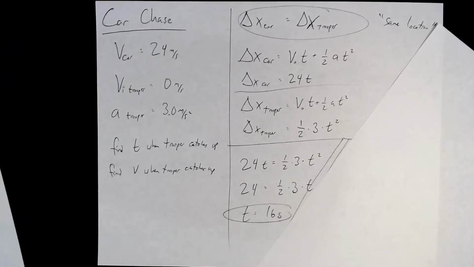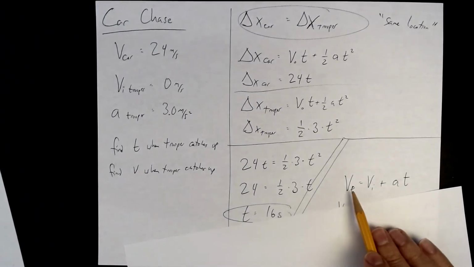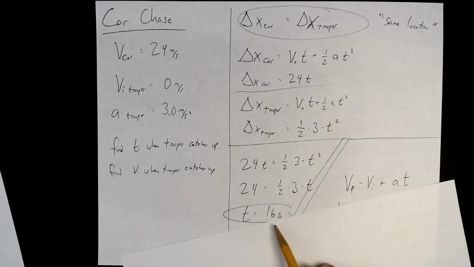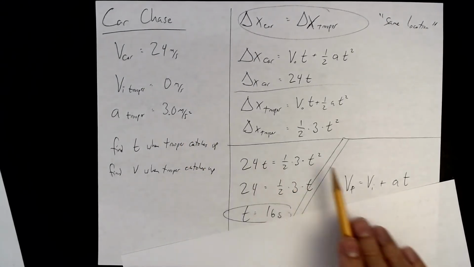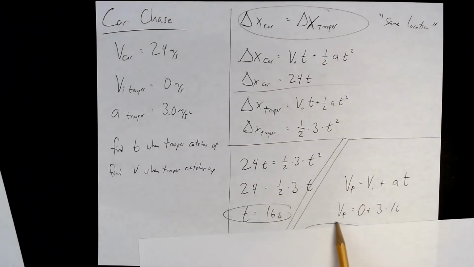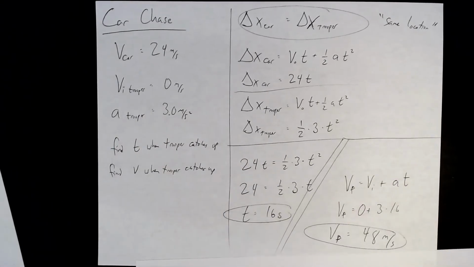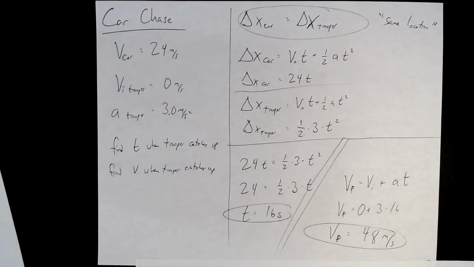What about the velocity? Well, we've got an easy equation for velocities. It's v final is equal to v initial plus at. If we plug in the time and the acceleration of the trooper and the initial velocity of the trooper, which is 0, then 0 plus 3 times 16 is 48 meters per second, which is actually exactly twice the velocity of the car. Interesting to me, I guess. If the trooper just keeps accelerating, he's actually going to fly on past the car once he catches up to it.